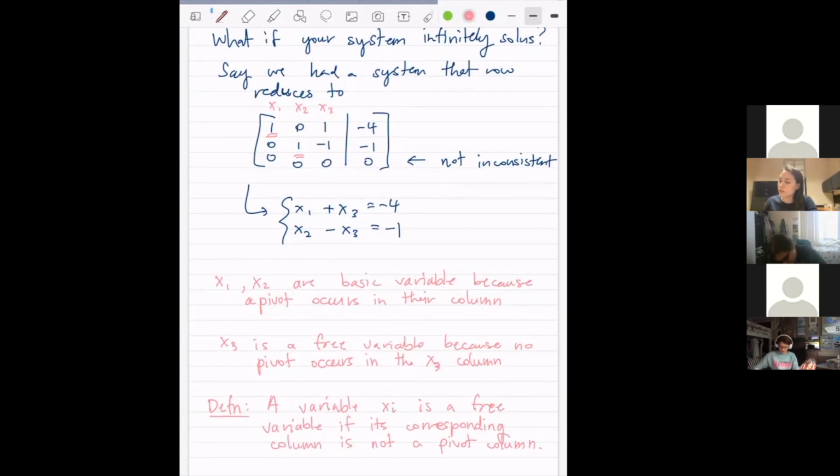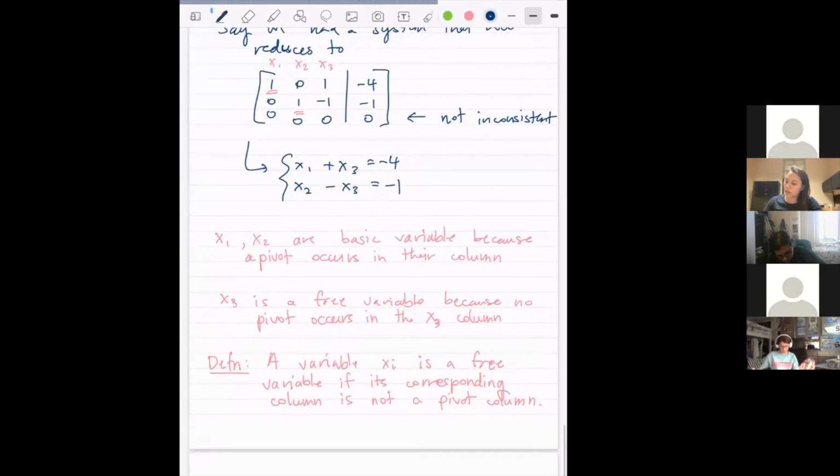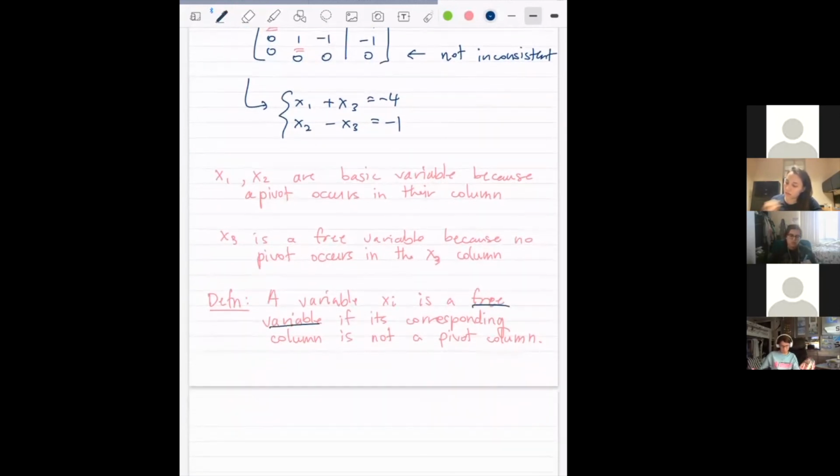Okay, so using this particular example, this is a free variable. How we write down the solution set is we let x3 equal t. So we take that free variable and we replace it with a letter that's going to correspond to or represent any real number.